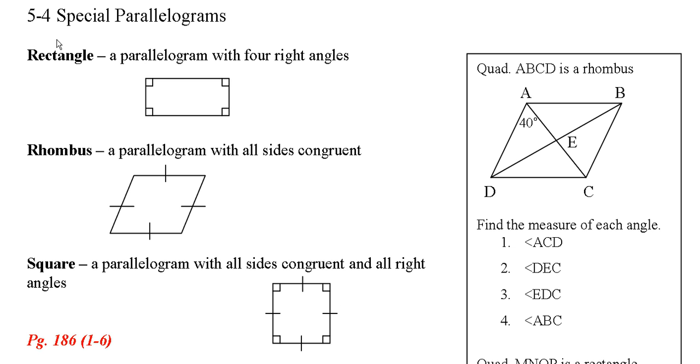Section 5.4 talks about special parallelograms. Our first special parallelogram that we're going to discuss is a rectangle. A rectangle is defined as a parallelogram with 4 right angles. So we have a right angle here, here, here, and here.